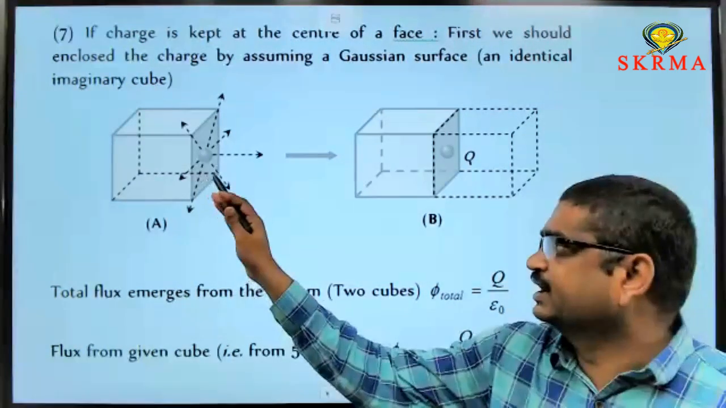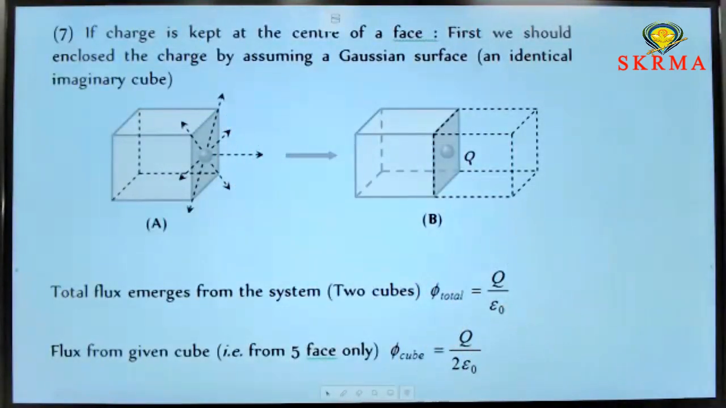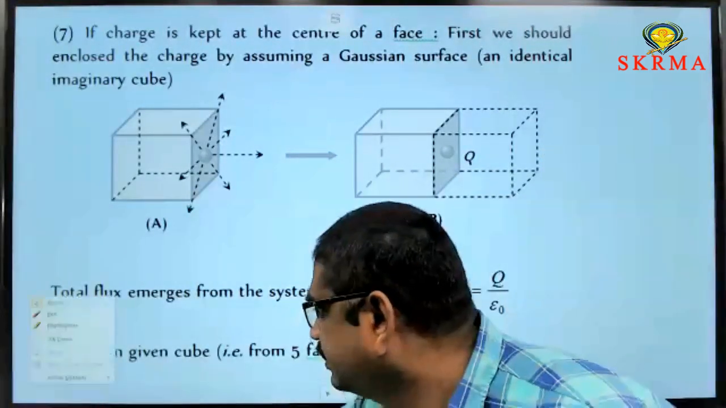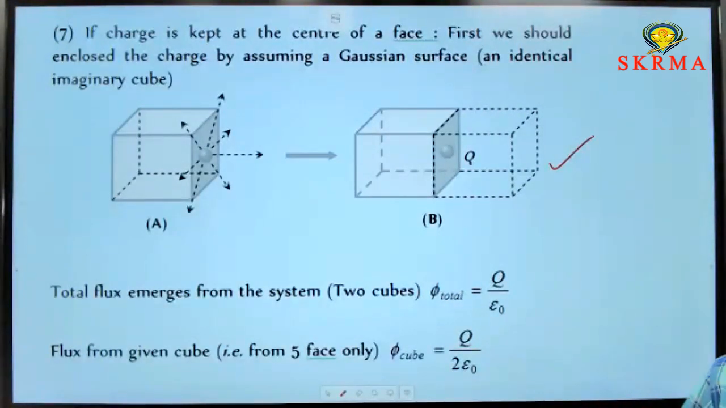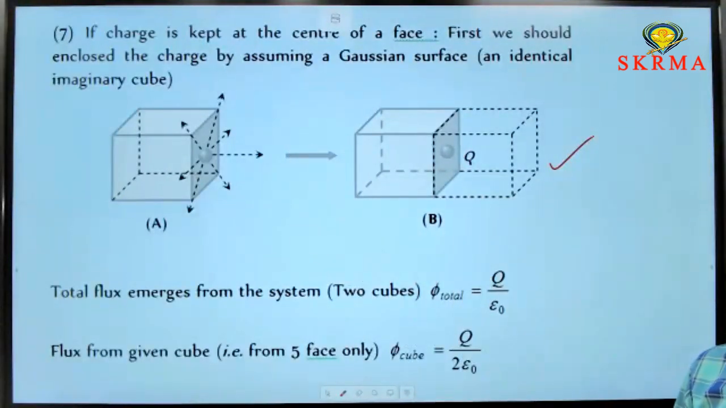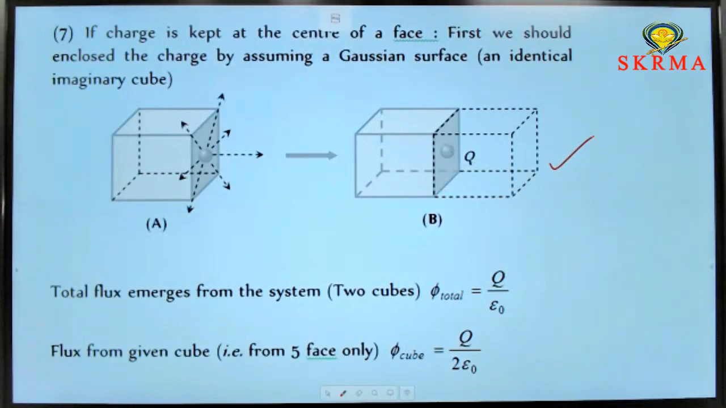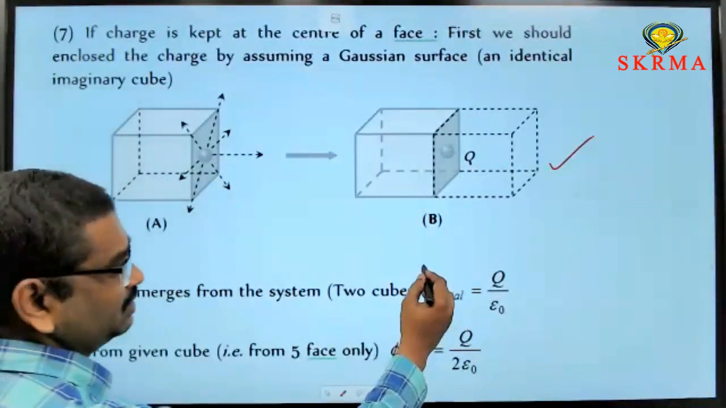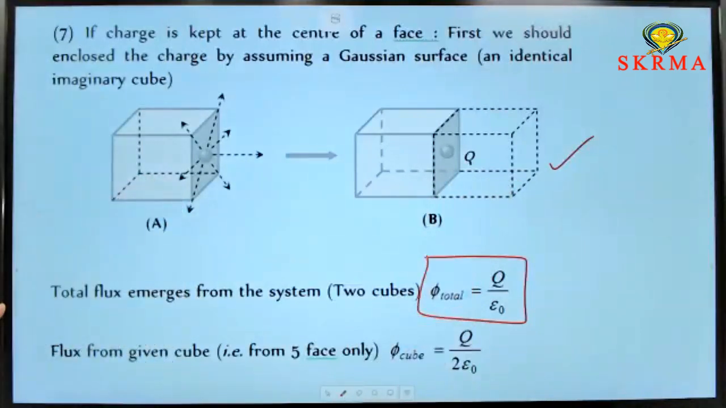Now to close this one, we need to place another cube here, like this. If you place another cube, indicated with a dashed line, now the charge is closed. Now, what is the total flux? Formula is Q by epsilon naught only. So total flux passing through these two cubes is Q by epsilon naught.